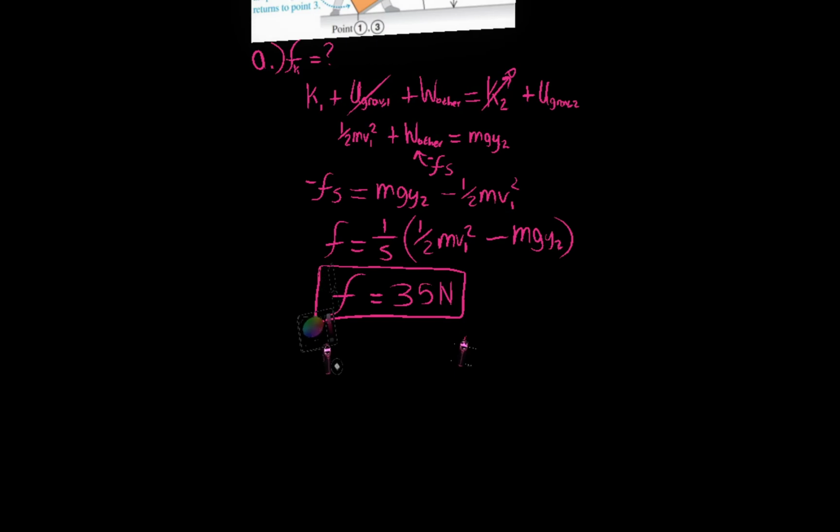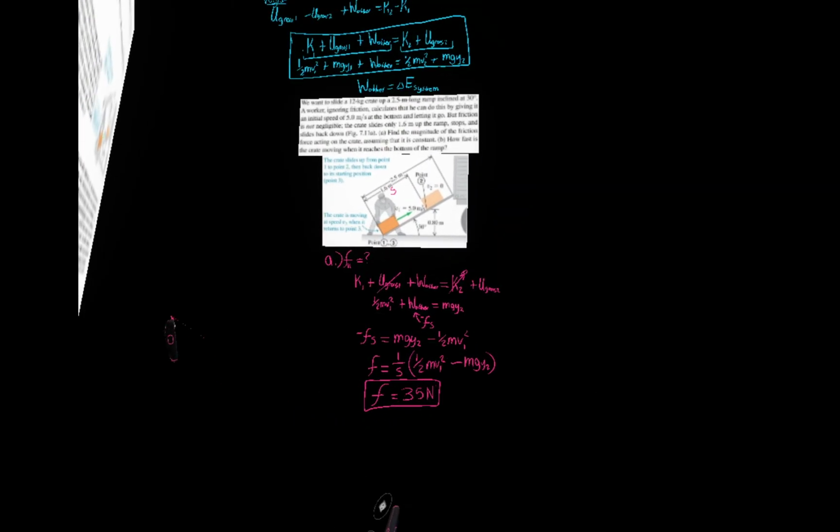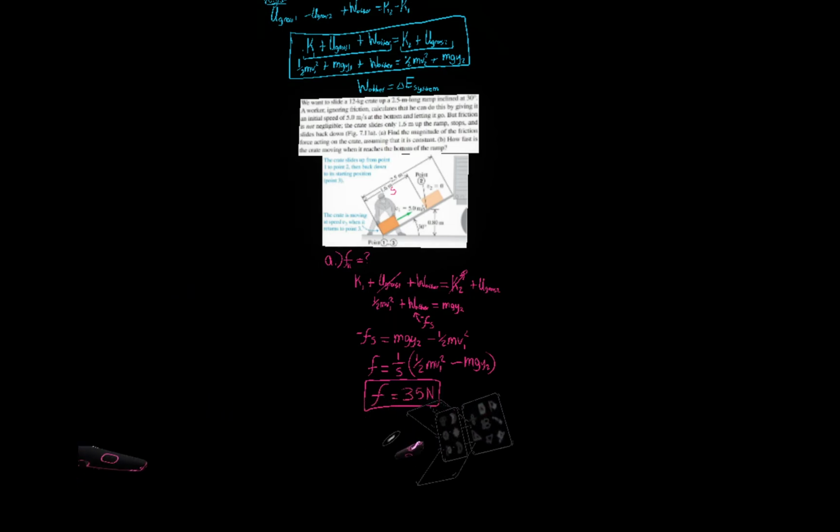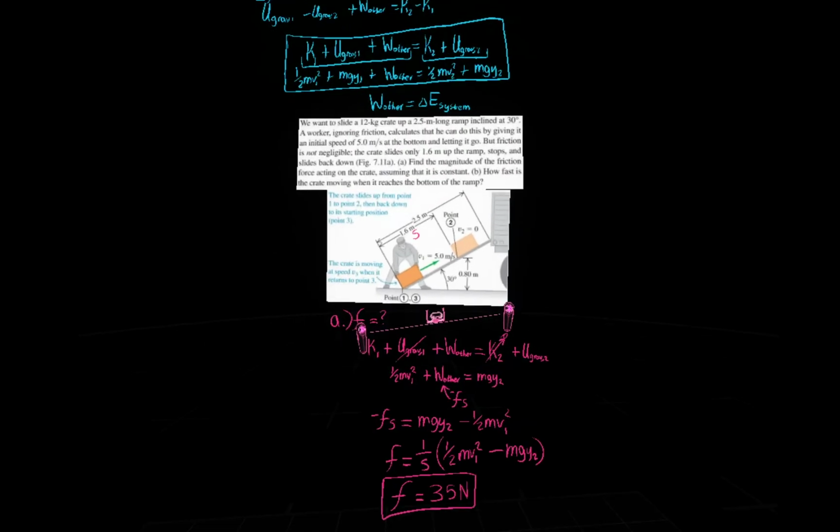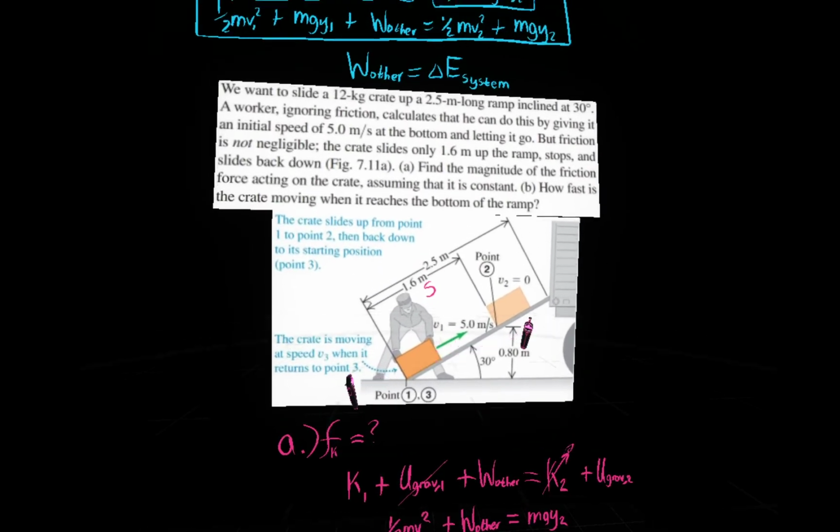Alright, what was part B? What did part B want to know? How fast is the crate moving when it reaches the bottom of the ramp? Put the problem back up here. How fast is the crate moving when it reaches the bottom of the ramp? Well, this is pretty easy, again, because all we have to do is an energy analysis, yet again. Now we're solving for a different quantity.